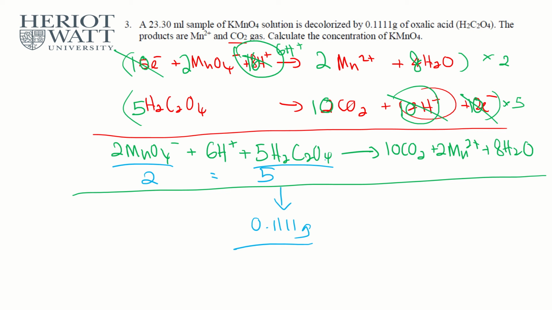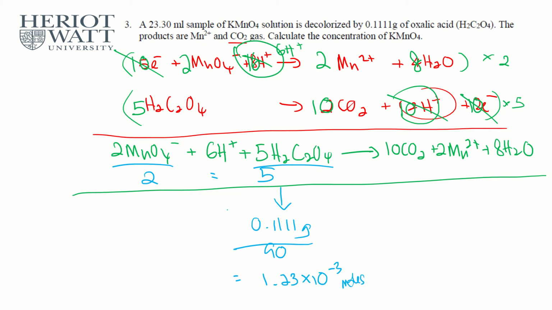Okay, 2 plus 24 plus 64, so total is 90. So 0.1111 divided by 90, you get the mole as 1.23 times 10 to the power of negative 3. So that's the moles of oxalic acid used.